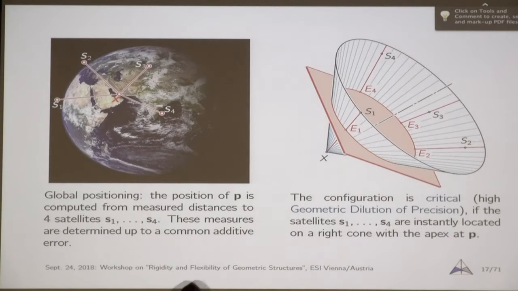It turns out that infinitesimal flexibility shows up in various different topics. We find it in robotics. There are so-called singular poses, which should be avoided, because if the end effector wants to pass with a constant velocity, then for some articulated links the velocity goes to infinity. And we also have such critical positions in global positioning.